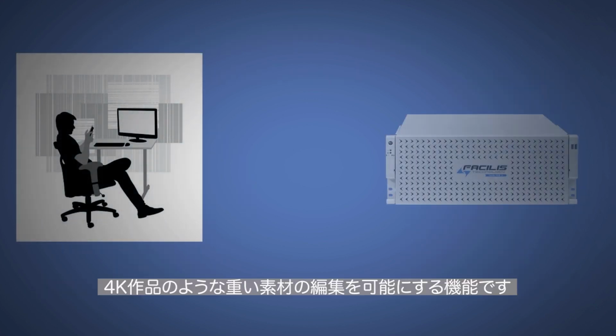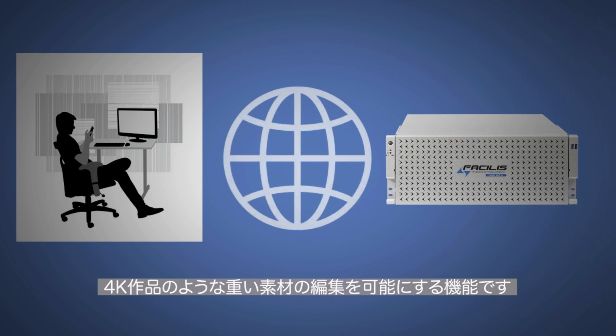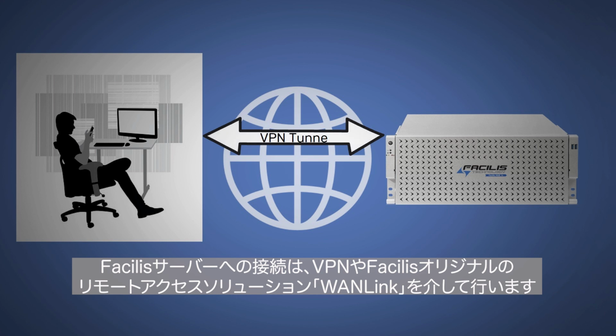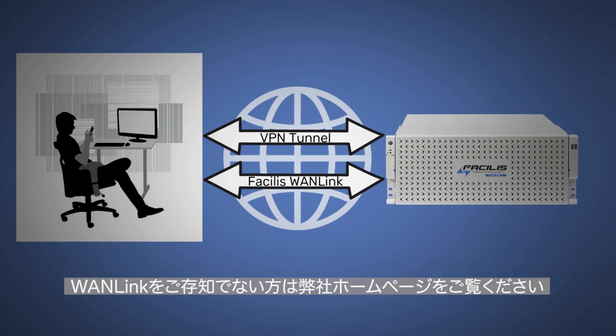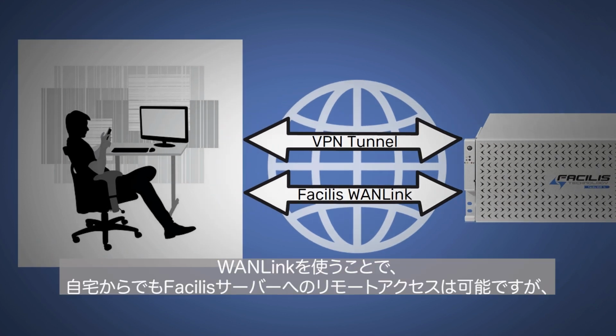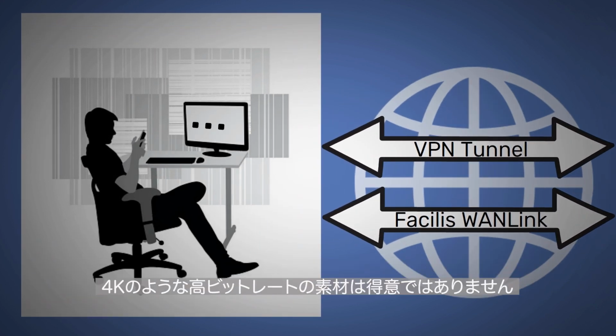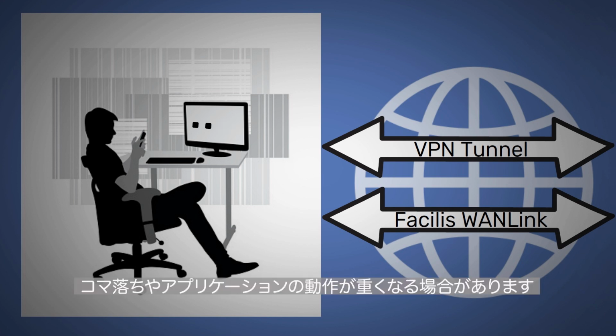The most obvious benefit is for editors and artists that work from home and have their workstations set up at home. These workstations can be connected to the Facilis Hub server through a VPN or, better yet, through the Facilis One link. Please check out our One link video if you're not familiar with that feature. Even with the optimized One link access, the remote connection may be too slow for consistent streaming of high bitrate video. This will result in drop frames and overall sluggishness of the application.